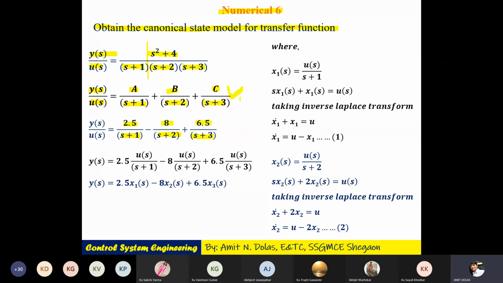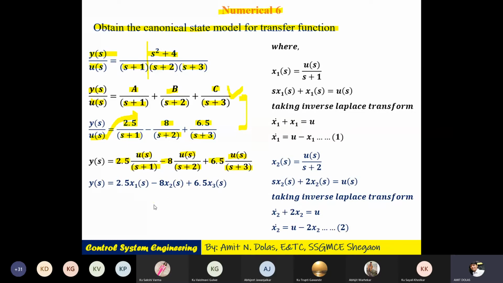Some of the steps are skipped here. You know how to solve this partial fraction. So we'll not be using it here on the PPT, but while solving on paper, you have to use these steps. So rewriting this equation, with U of s taken on the right hand side: 2.5 into U of s by s plus 1 minus 8 into U of s by s plus 2 plus 6.5 into U of s divided by s plus 3.